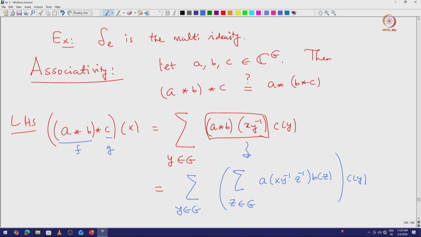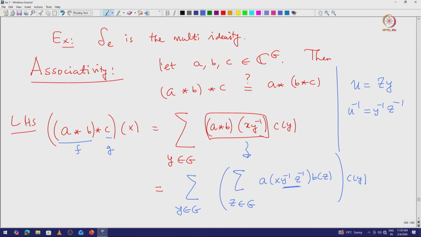Now if you collect them together, or we can also do a change of variable, maybe we will do that. Let us do the following change of variables. We fix z y as u, take u to be z y. I want to replace this. Then it is clear that u inverse is y inverse z inverse.